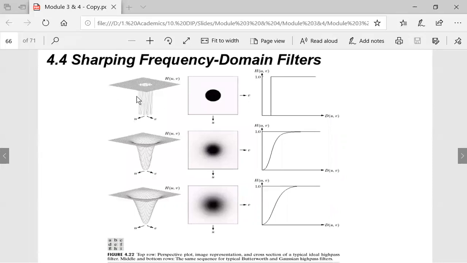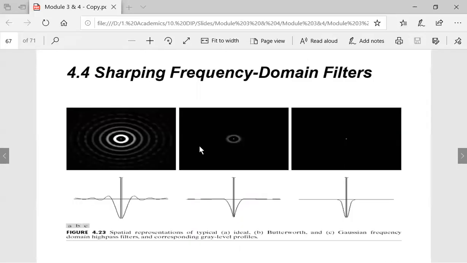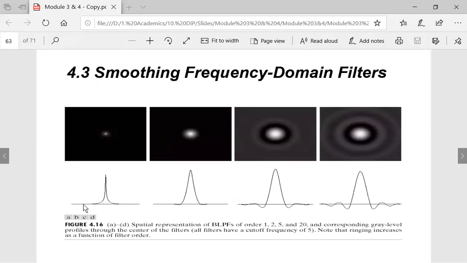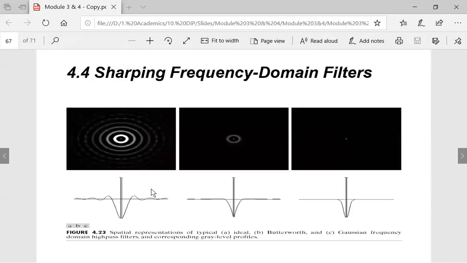There we have seen the H of u comma v. This H of u comma v is nothing but the filter function. The first one, second one, third one, and fourth one, all three are different types of sharpening frequency domain filters you are seeing there. It is exactly the opposite. If you see here, the graphical representation of the smoothing frequency domain filters is coming upside the x-axis, whereas in the sharpening frequency domain, it is falling below.